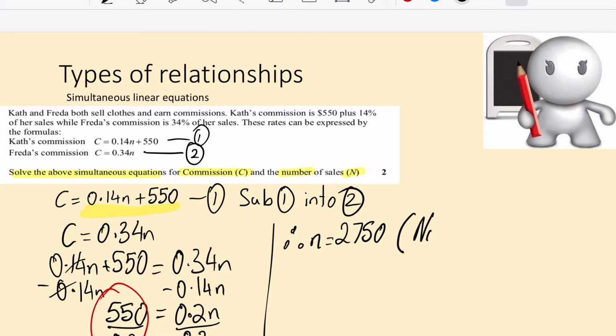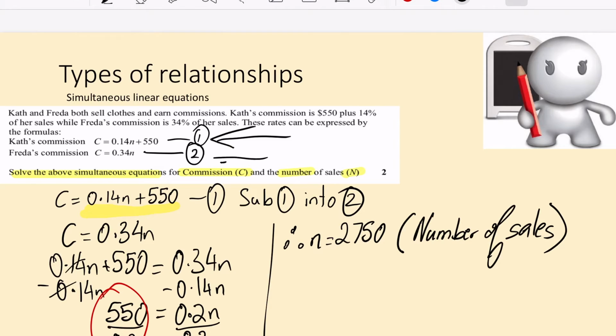And remember, N represents the number of sales. And so I'm still after the commission. Now I can substitute N into this first equation or into the second one, and you will still generate the same answer. I'm going to substitute it into equation 2.